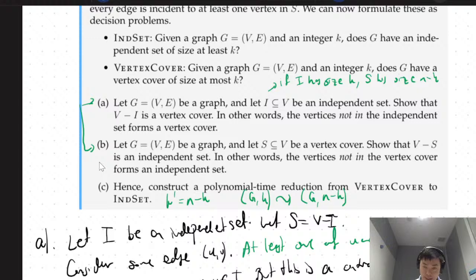So are there any questions with this reduction? We need to transform an instance of vertex cover to an instance of independent set and show that in fact the two directions are true. So in other words, if I have a vertex cover of size k in G, then I have an independent set of size n minus k in G. And if I have an independent set of size n minus k in G, then I have a vertex cover of size k. Cool. And then obviously this reduction can be computed in polynomial time because all we do is transform k to be n minus k.